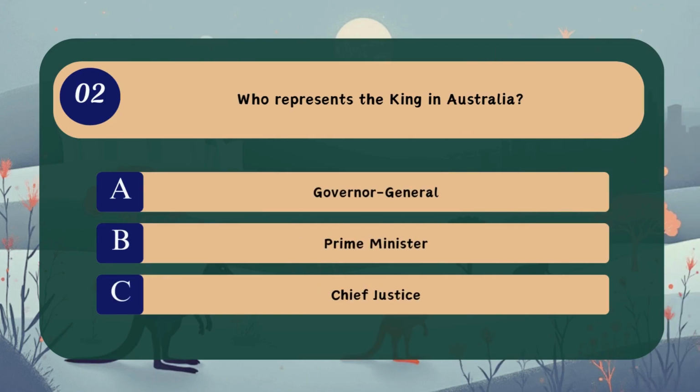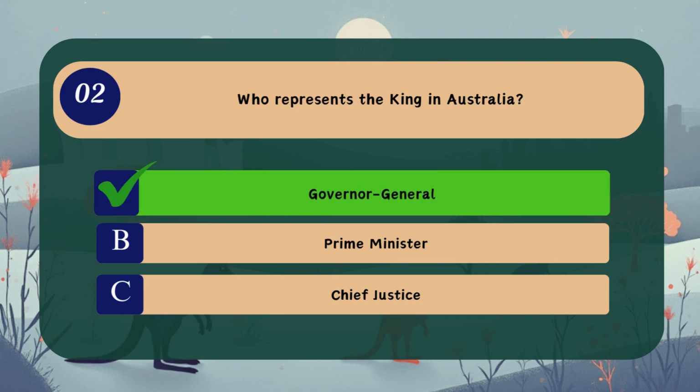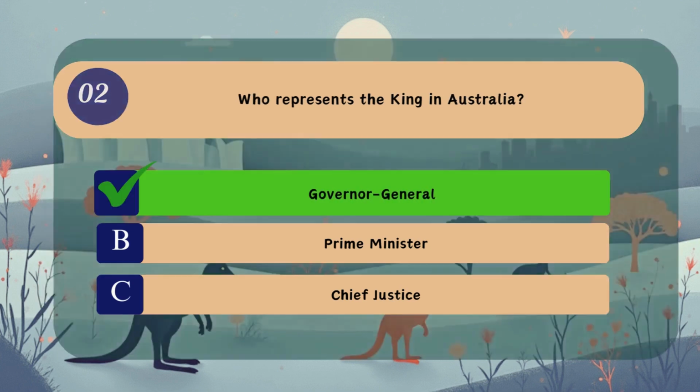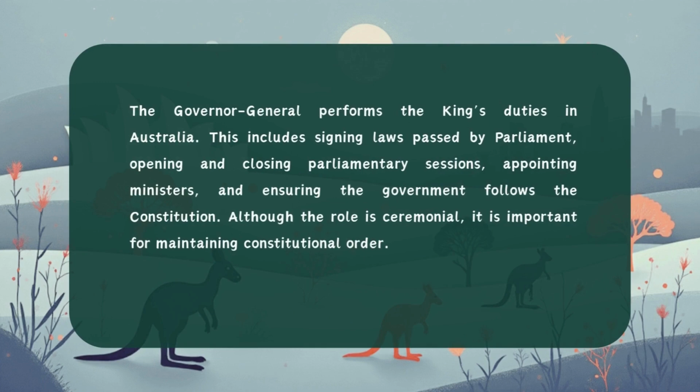Question 2. Who represents the King in Australia? A. Governor-General. B. Prime Minister. C. Chief Justice. Correct answer: A. Governor-General. The Governor-General performs the King's duties in Australia.